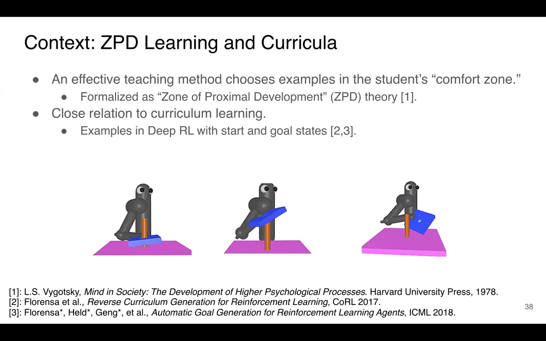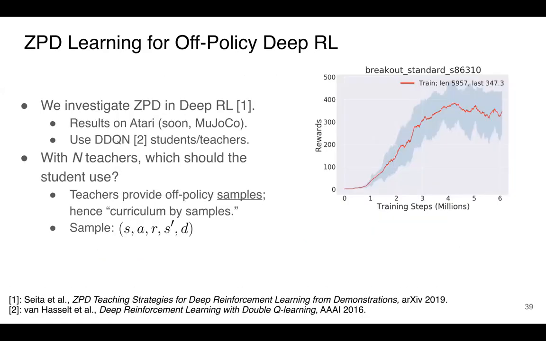What we did specifically is we investigated ZPD learning for the off-policy deep reinforcement learning context. We have some results for Atari environments as well as MuJoCo later. So we're in the discrete control environment, using double DQN as the base agent for the student and the teacher agent. The question that we pose is, if we have n teachers, which one should the student use?